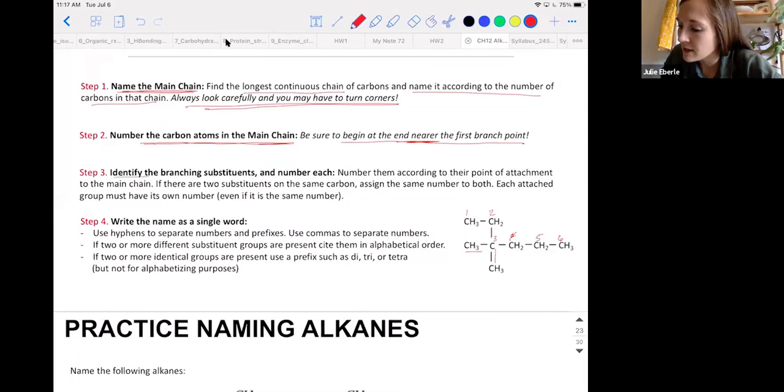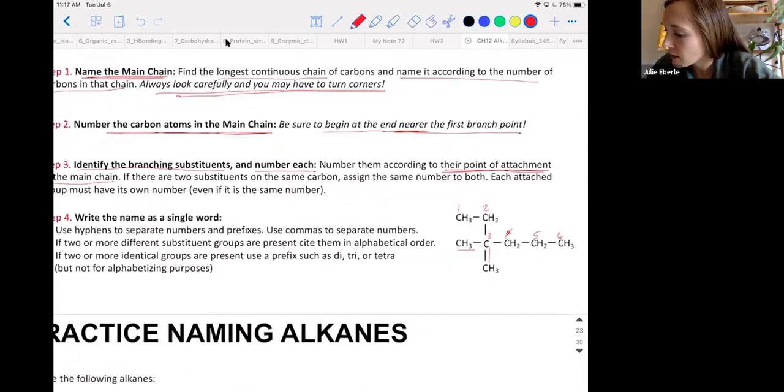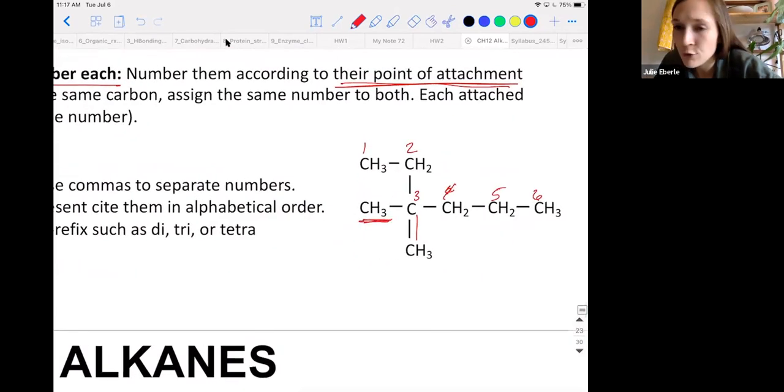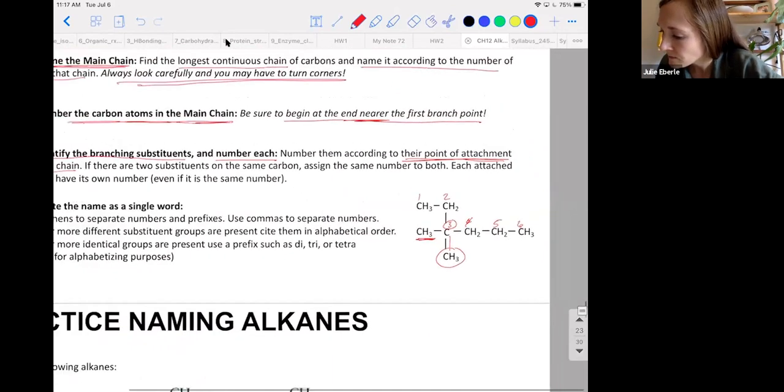Step number 3 is identify what your substituents are. Substituents are the branched groups, okay? And you're going to number each of those. You number them according to their point of attachment to the main chain. So if I'm zooming back in on this, we would say, okay, this little methyl group right here is branched off at carbon 3. And this one, this is another methyl group. It's also branched off at carbon 3. Okay? So keep that in your pocket. We'll use it in just a second.